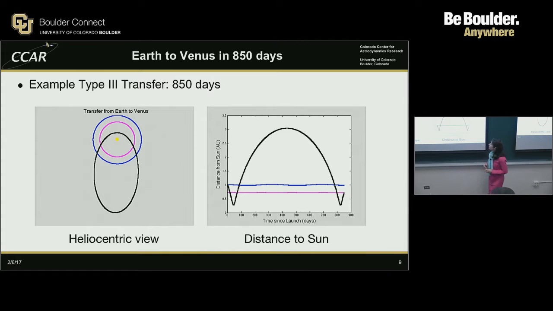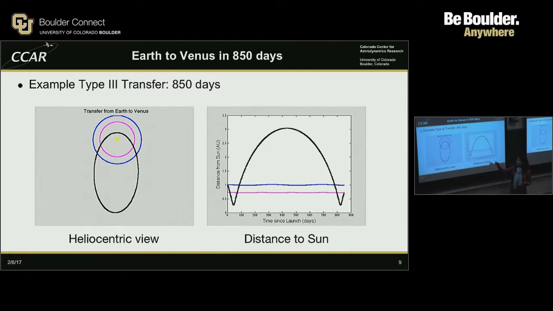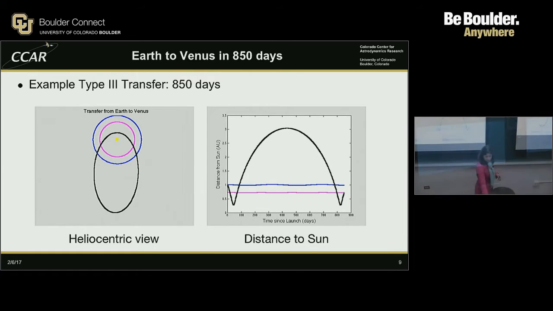If you want to look at a type 3 transfer, this is kind of what it looks like. Here's the type 3 transfer from Earth to Venus. It takes 850 days. Here, I've also plotted the distance to the sun so you can kind of see what's going on. Basically, we start at the Earth, we cross Venus's orbit, and then most of the transfer, basically from 100 to 800 days, 700 days, is essentially on this really long portion where you're going really slow. And then you eventually get back to Venus.